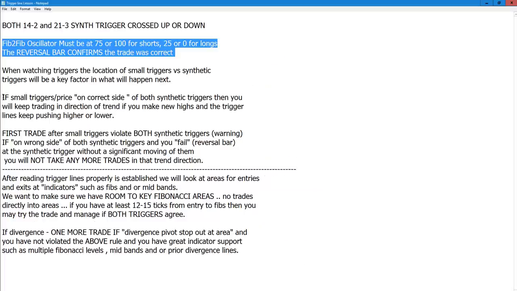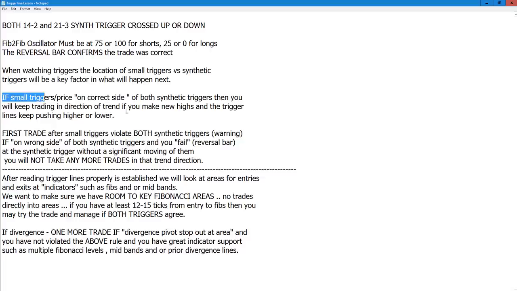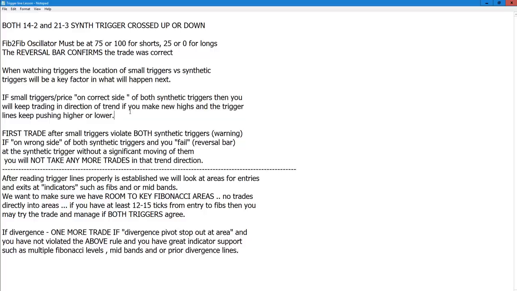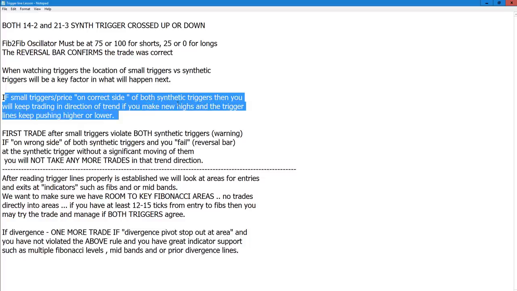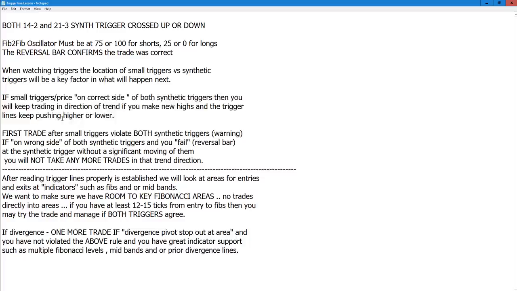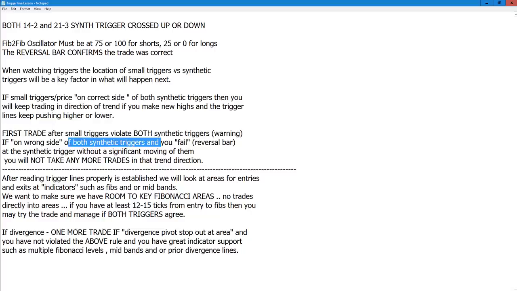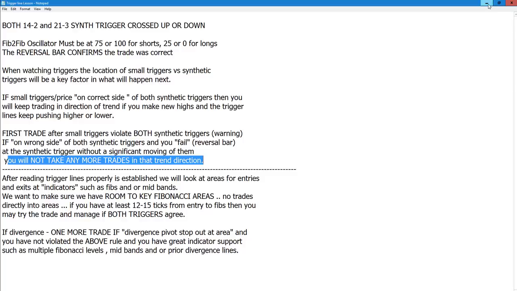Okay? Again, if the small triggers are below all of the synthetic triggers, then we're going to trade shorts. If the small triggers are above all the synthetic triggers crossed up, we'll take long trades. Now, I'm adding in a little piece for you guys for this demonstration. The first trade after the small triggers are on the wrong side, and we have a failure to keep going, we're not going to do any more trades. So let me show you what that looks like in the visual here.